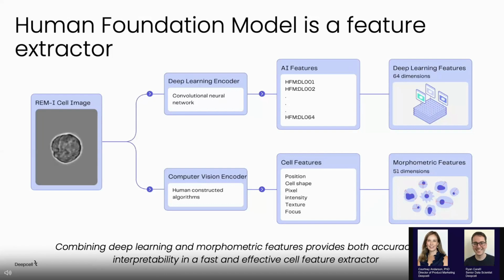The Deepcell HFM is unique in that it combines deep learning and morphometric features, providing both accuracy and interpretability, and it is a fast and effective cell feature extractor, enabling real-time cell classification and sorting. The HFM contains 115 combined embedding dimensions, including 64 deep learning derived embeddings and 51 computer vision derived morphometrics. So let's talk about the distinction between these two a bit more.